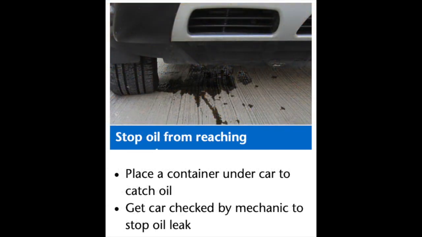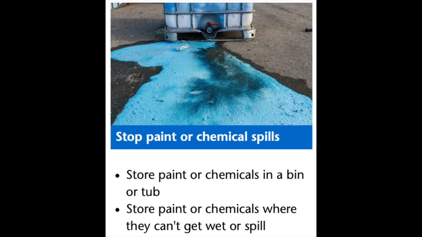Now, we can stop oil from reaching storm drains by placing a container under the car to catch oil, or get our car checked by mechanics to stop those oil leaks. What if we saw a paint or chemical spill? We can stop those by storing paint or chemicals in a bin or tub. And we can store paint or chemicals where they can't get wet or spill.